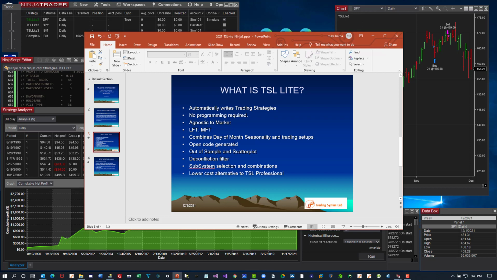The TSL Lite platform combines day of month seasonality and trading setups into this algorithm generator, and that is what is used at a high level to generate these strategies. Now, what do I mean by day of month seasonality? Well, certain days of the month generate better returns if you happen to go long that particular symbol during those days of the month on average. This is over all of the historical data that's available on that symbol.